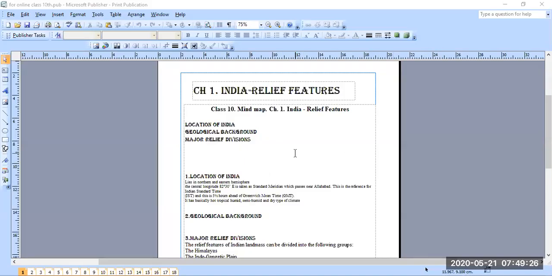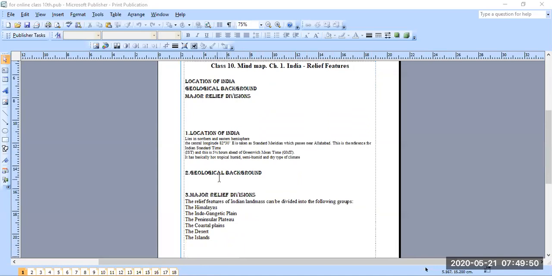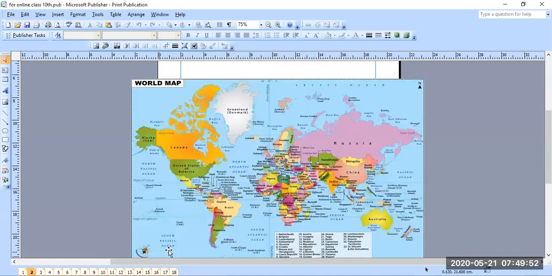Hello children, today we are going to learn about the Indian subcontinent's relief features as I discussed earlier in the introduction. Here once again I am repeating, we are going to learn about the location of India with respect to the globe, the geological evolutionary background and the major relief division. So first will be the location of India. Let's go ahead with it.